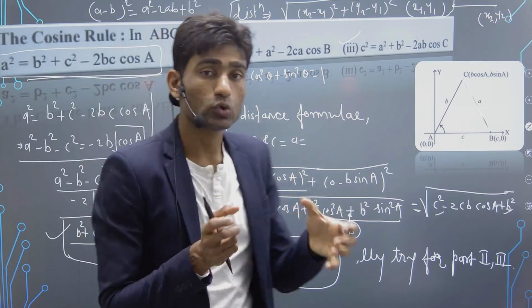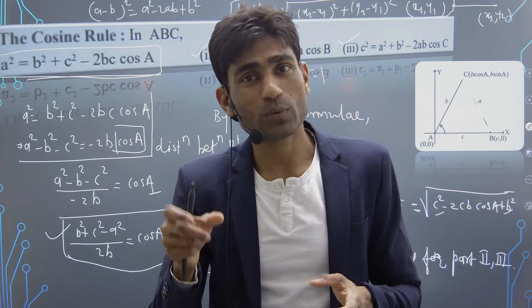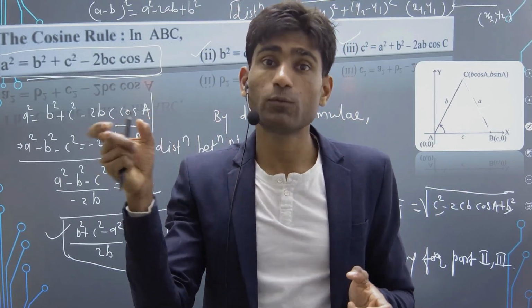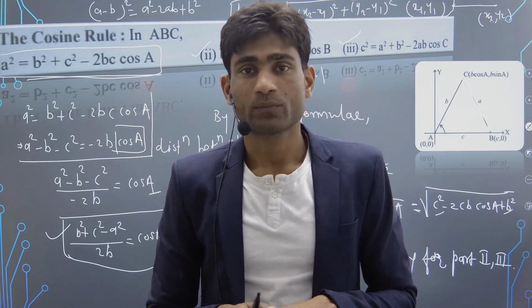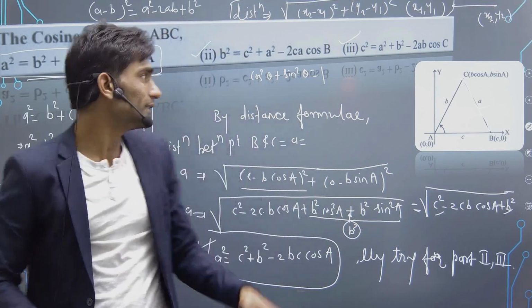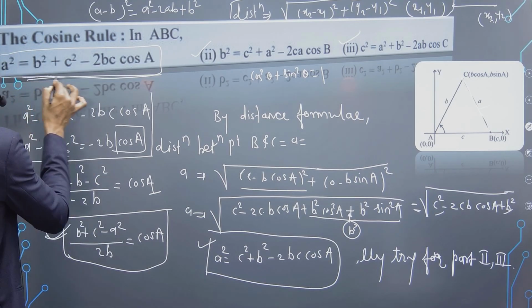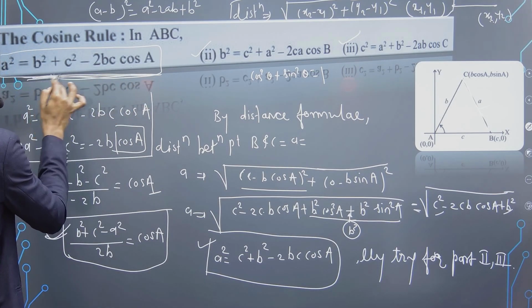The cosine rule means the results which come under cos a. Sine rule means the result which is helpful for sine. So this is the cosine rule. I hope you all have understood. This is the first form which I got from the first identity. So I got this using the first identity.